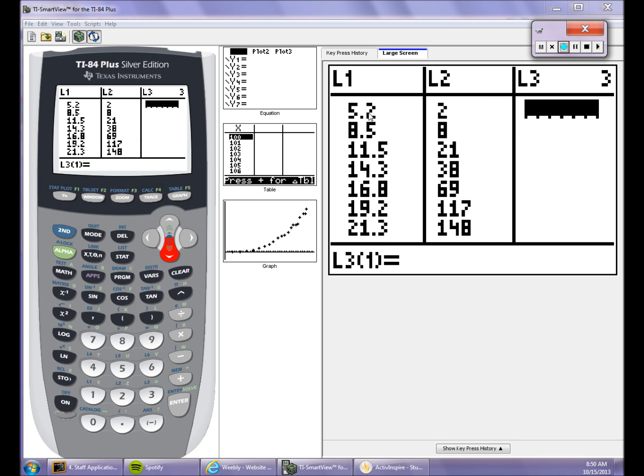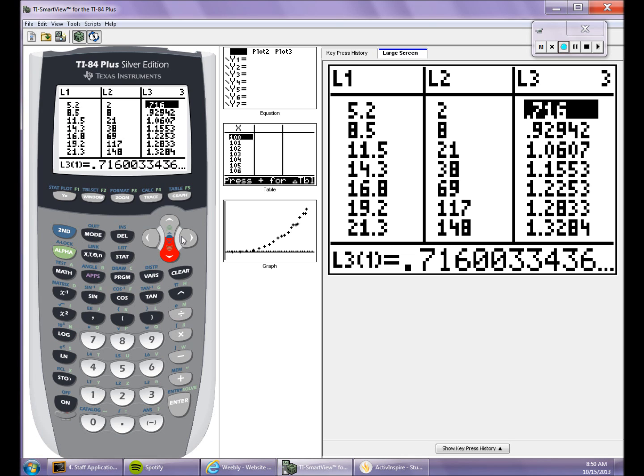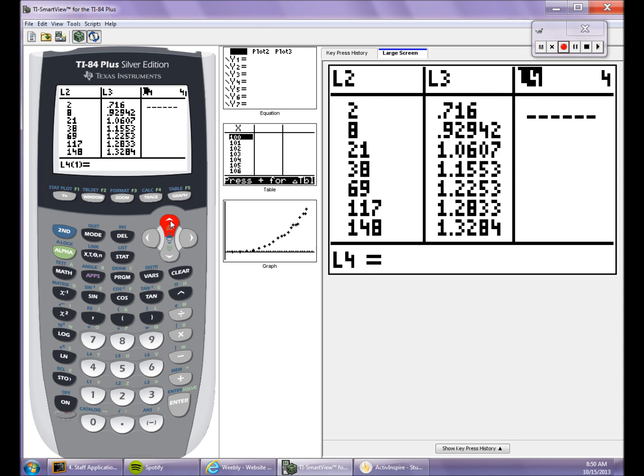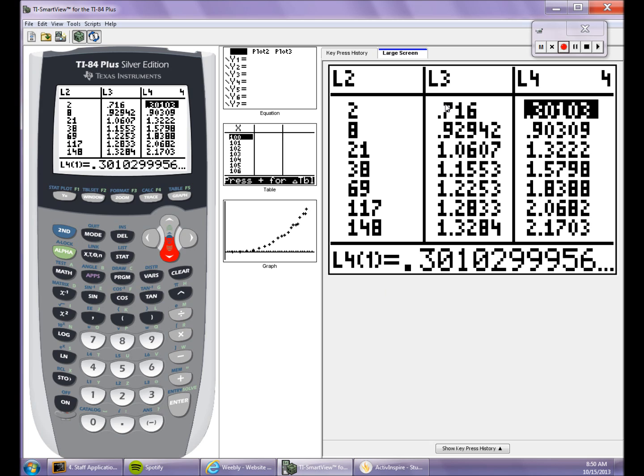In a power model, we're assuming that the x data located in L1 and the y data located in L2 are both growing exponentially, so I must linearize both of the variables. I'm going to linearize L1 by going to the top of L3, taking the log of L1. I'm going to go over to the top of L4 and linearize the data in L2 by taking the log of L2. I now should have linear growth in both L3 and L4.